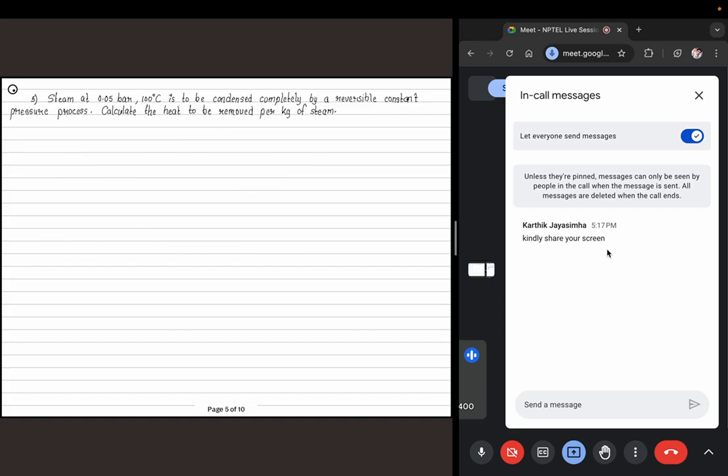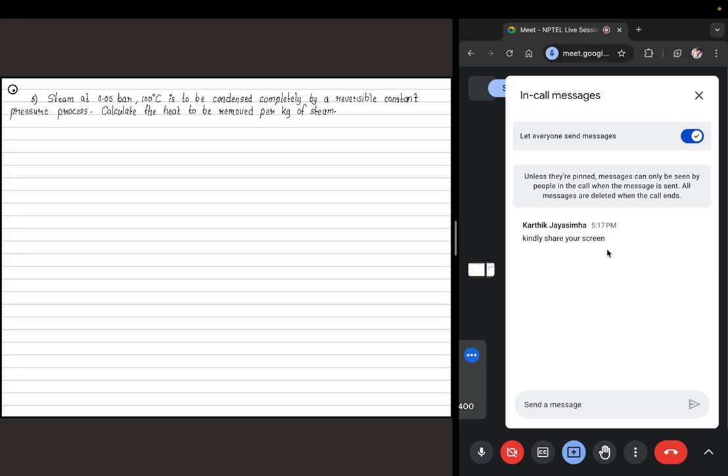Steam at a certain pressure and 100 degrees Celsius is to be condensed completely by a reversible constant pressure process. So the previous one, like we have discussed, was an isothermal process. We have discussed one on a polytropic process. We have discussed an isothermal process. Now it's a constant pressure process.